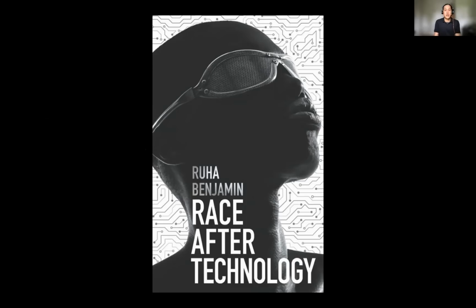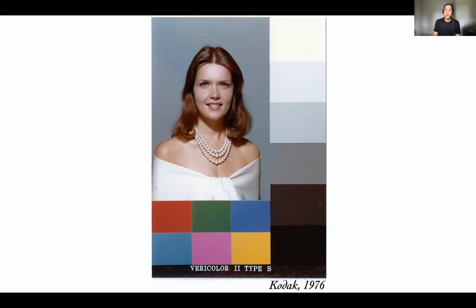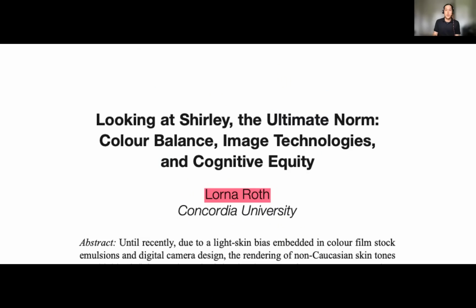So another one of the leading scholars on racial bias is Professor Ruha Benjamin, and her book Race After Technology is one of the big texts on this topic. If you look in her book, she talks about this very important concept called a Shirley card. What's a Shirley card? Actually, Professor Benjamin references the core scholarly publication on this. This was written by another professor named Lorna Roth. I would highly recommend reading both Roth's article and Professor Benjamin's book.